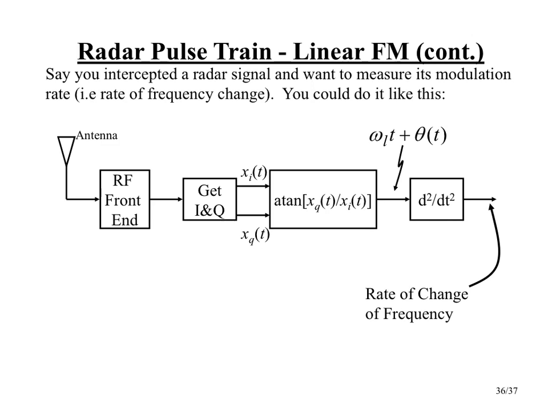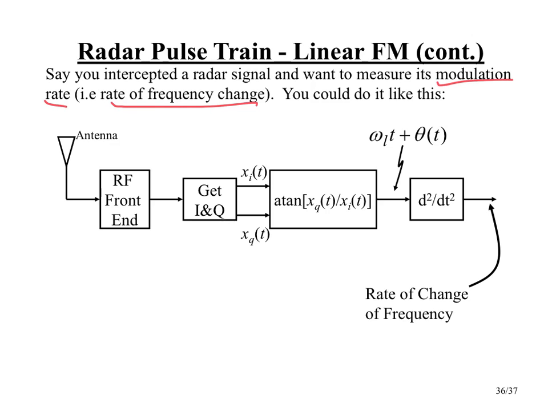So suppose we intercepted a radar signal and we know that it's a linear FM, and we would like to know something about its modulation rate. So in other words, we'd like to know how rapidly this particular linear FM is sweeping through the frequencies. So that would be its modulation rate, or in other words, the rate of frequency change.